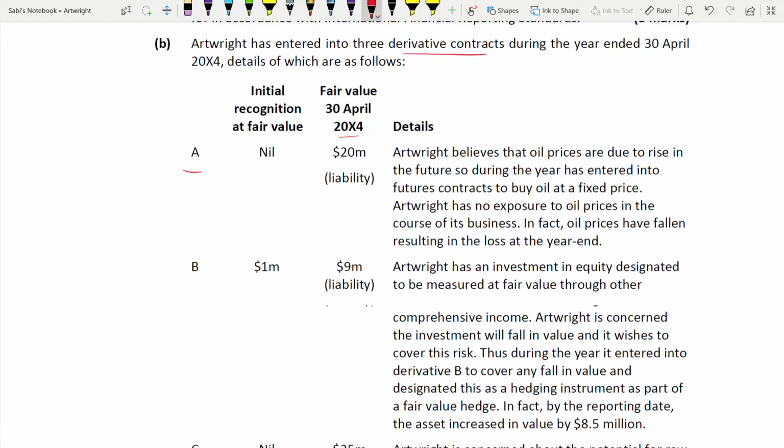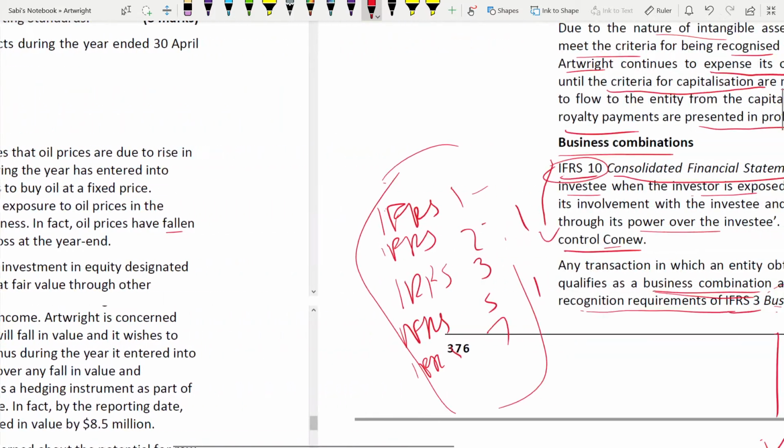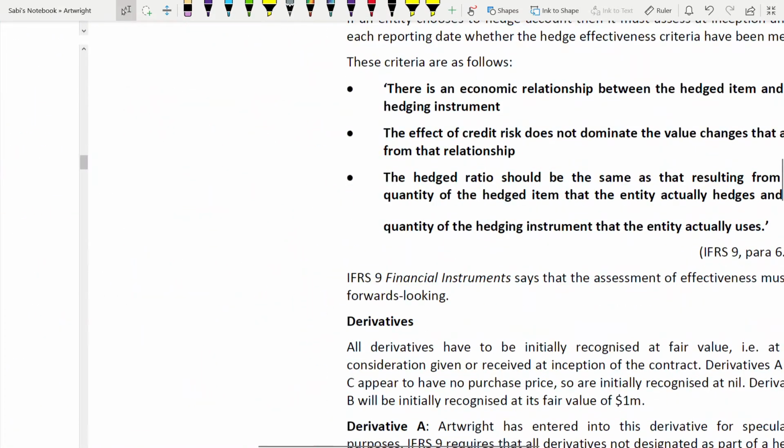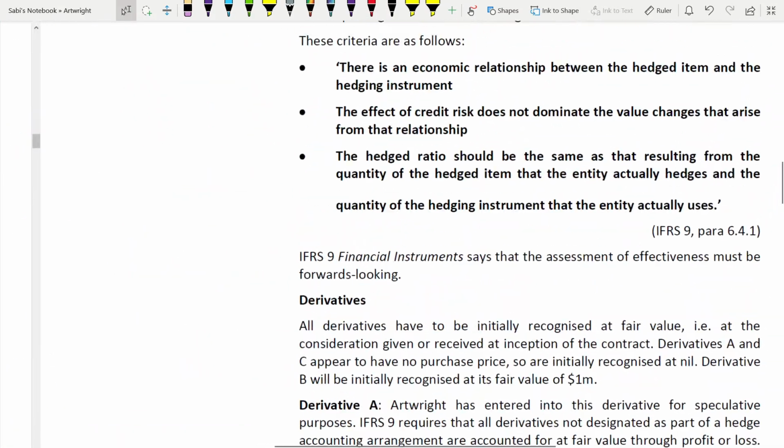Artwright believes that oil prices are due to rise in future, so during the year has entered into a futures contract to buy oil at a fixed price. Artwright has no exposure to oil price in the course of its business. In fact, oil prices have fallen, resulting in a loss for the year, rather than rising. Okay, we don't want to read B and C right now, because individually you can answer. A, B, C are not related to each other. But let's see how the answer is set up.